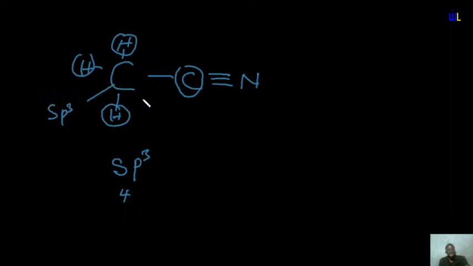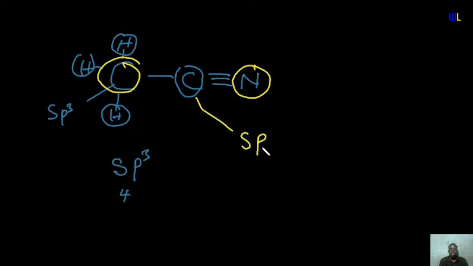Then if we check this other carbon, it is only bound to 1 and 2 atoms, which means it only has 2 sigma bonds, and therefore you are going to have what type of hybridization? Sp. So this particular carbon is sp3, while this one is sp. And that's correct, as we all said.